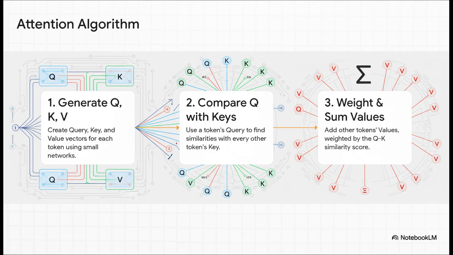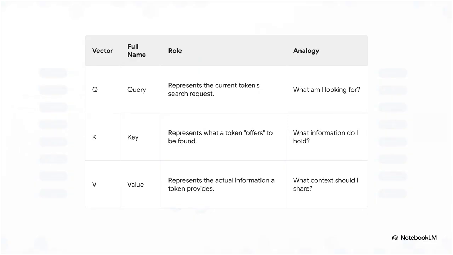That's how a word gathers up context from everything around it. Here's another way to think about it. The query is like you typing a search into Google. It's asking, what am I looking for? The key on every other word is like the title of a web page. It's advertising. Here is the information I have. When the query finds a good key, a good match, the value is the actual content of that web page. It's the rich, useful information that gets passed along.